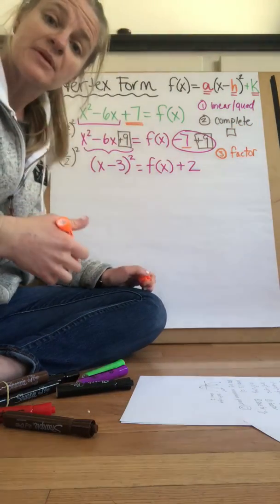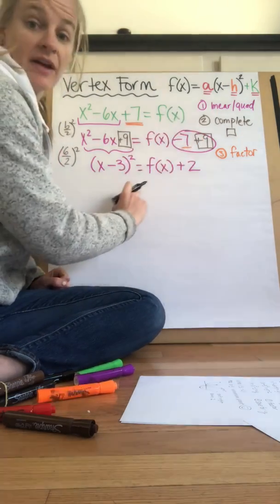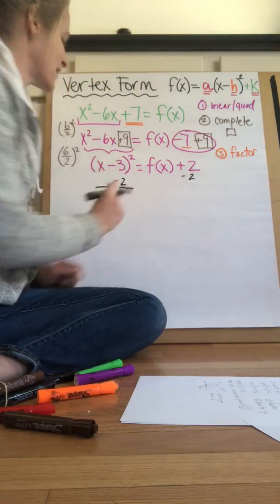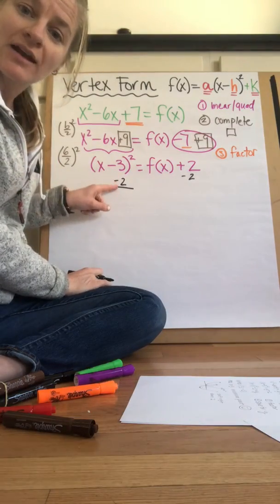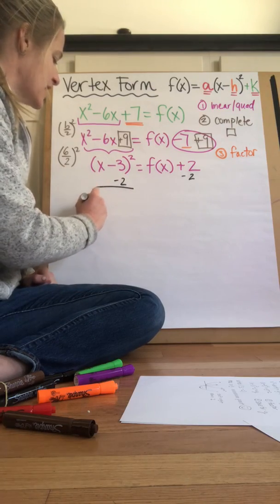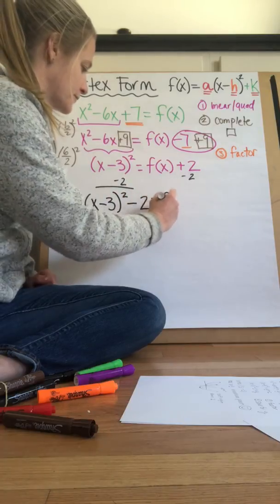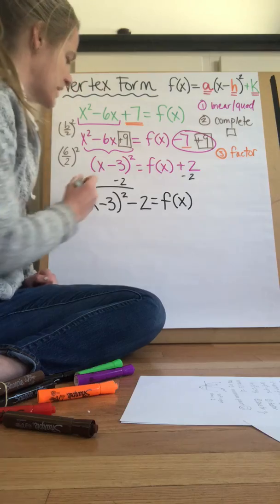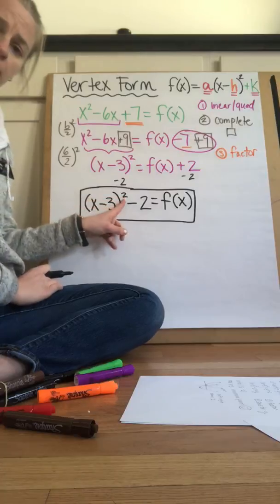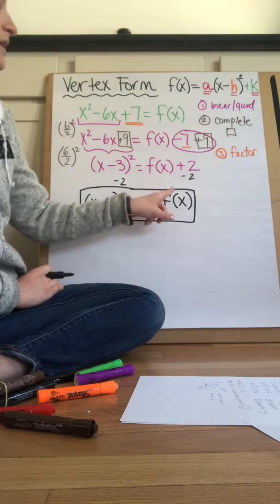And then my last step is to solve for y. Get f of x by itself. So I'm going to subtract 2 from both sides. Now, that minus 3 is in quarantine, you can't take that 2 away from that minus 3. So it just tacks on at the end. And you'll notice when I do that, it takes on the form that I told you in the beginning. So we've got x minus 3, quantity squared, minus 2, because I got f of x by itself, is equal to f of x.